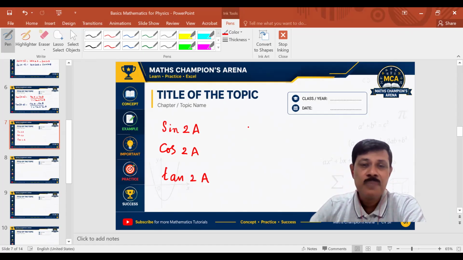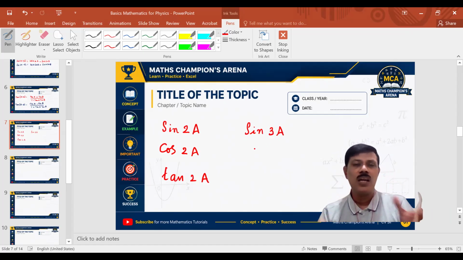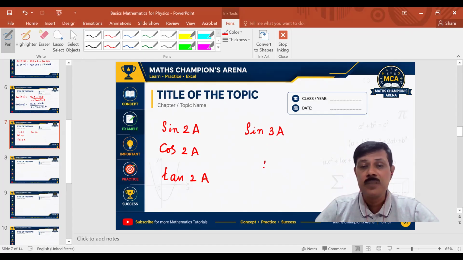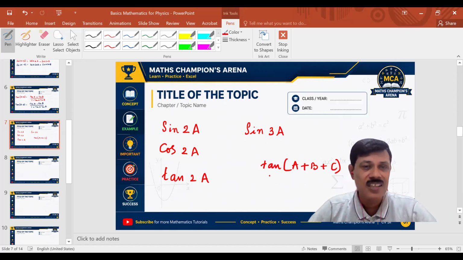So then we will go ahead to find sine 3a. Similarly, you will have cos 3a, you will have tan 3a, you will have many other things. But still more, if you just imagine, many a times we have learned tan of a plus b, you also might be required tan of a plus b plus c. Similarly, cot of a plus b plus c.